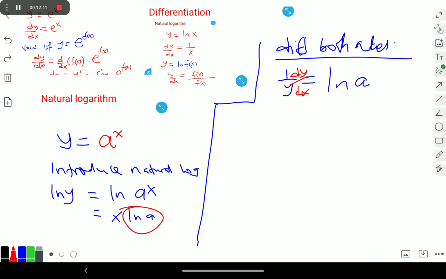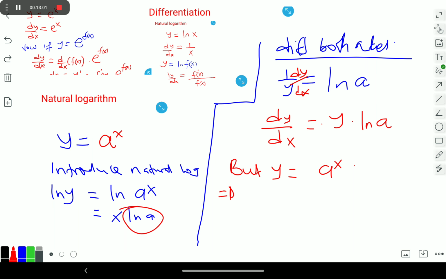So we are aiming at getting dy/dx, so we shall have dy/dx is equal to, we multiply y on the right hand side, y times ln a. But what is y? y is equal to a to the power x, implying that dy/dx would be equal to y, which was a to the power x, times ln a. And thus it generally continues like that. If y is equal to a^x, it will always be like that.